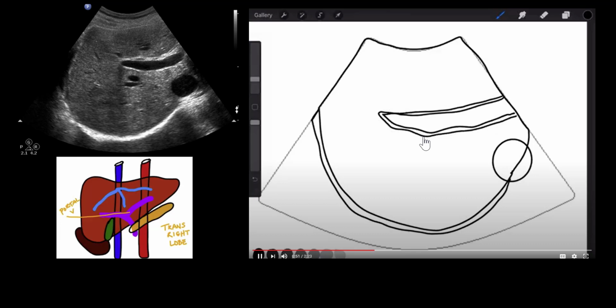Remember that portal veins have those bright white thick walls. And you may see some other blood vessels, some smaller hepatic veins, but you don't want to see large portions of the hepatic veins at this level. If you do, check your transducer. Make sure that it's a true transverse.